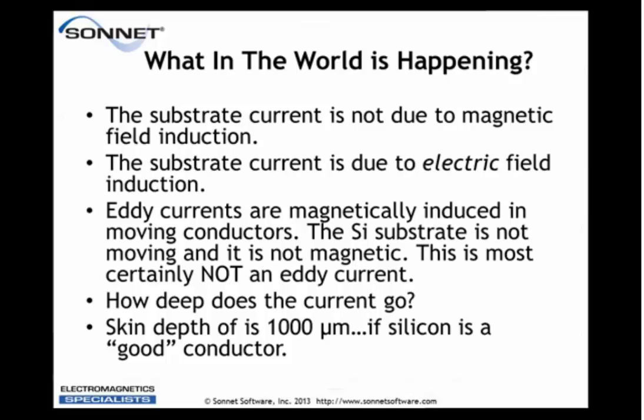a conductivity about 1 million times higher than the silicon, we would have magnetically induced currents. Electrically induced currents would be almost nothing. But this is not copper. This is not a good conductor. Silicon is, in fact, a semiconductor with a conductivity, in this case, 8 Siemens per meter, almost 10 million times less than copper.